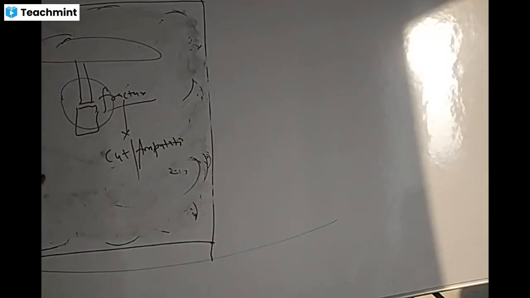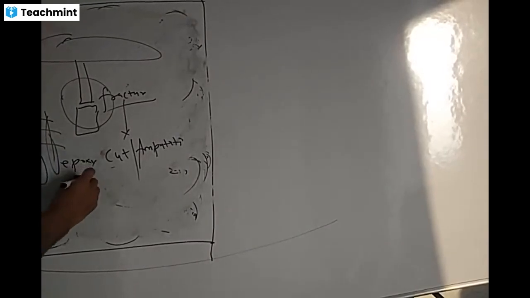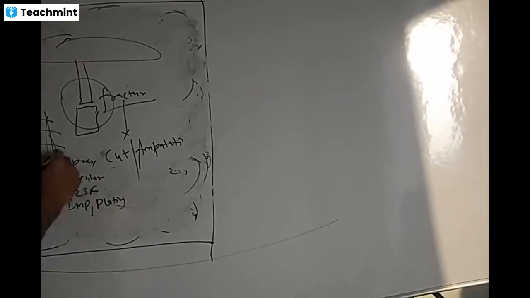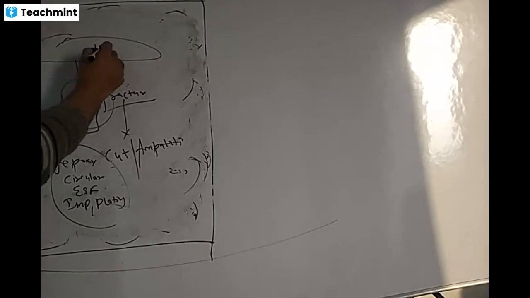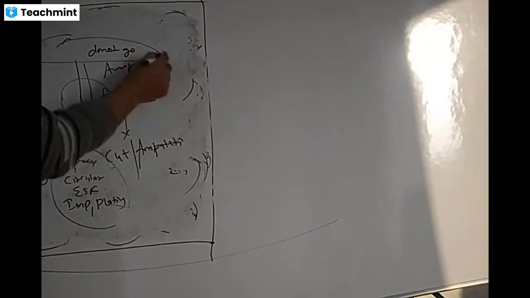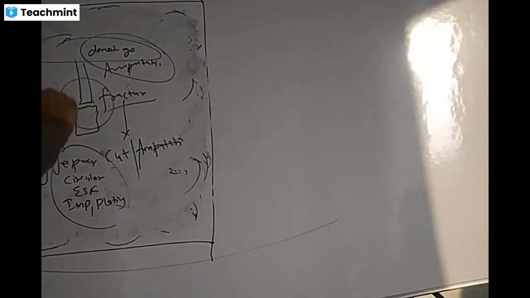Suppose this fracture we can preserve with some epoxy fixation, with some circular ESF or IM pinning or plating. First we try to conserve the part, restore the part. So don't go directly for amputation. This is the aim of conservative surgery, where we try to conserve the limb of the animal.